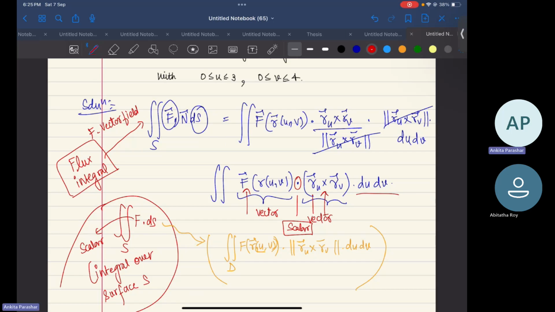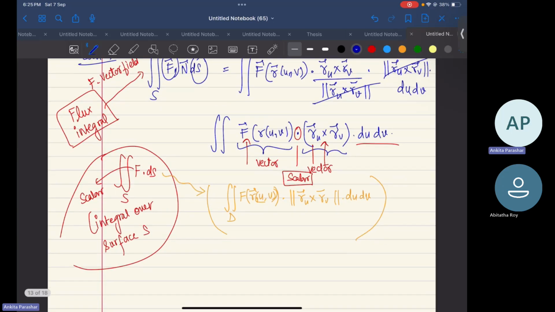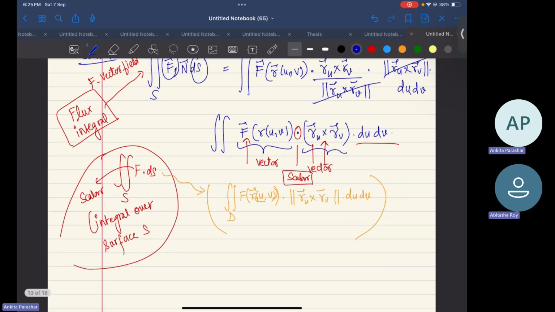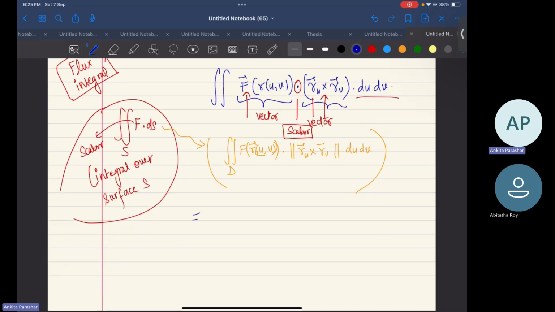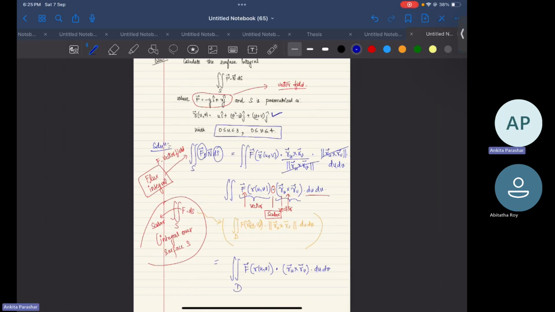All right. So, yeah, that's all I want to say. So, let's compute this now. These are certain side remarks. What we have to compute is this part, the double integral of F of R(u,v) dot product R_u cross R_v du dv over the region D. Now, you have been given the region, you have been given the parameterization. Can you do this now?